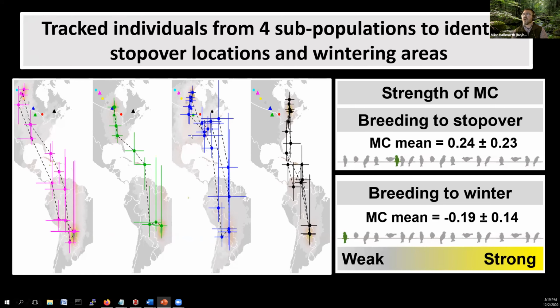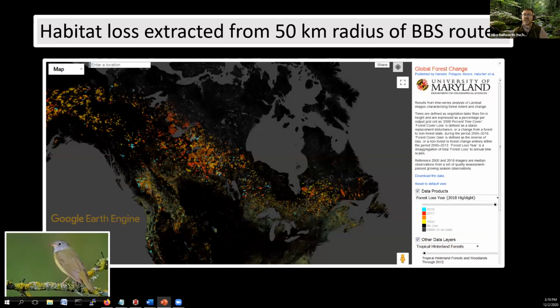Having stronger connectivity at the first stopover site suggests that they have population-specific migration routes. Now I'm going to tie this into remote sensing and look at habitat loss and how habitat loss may be driving some of these declines, trying to squeeze as much data out of this tracking information as we can.